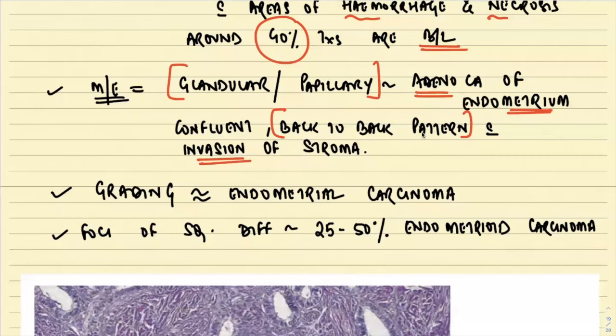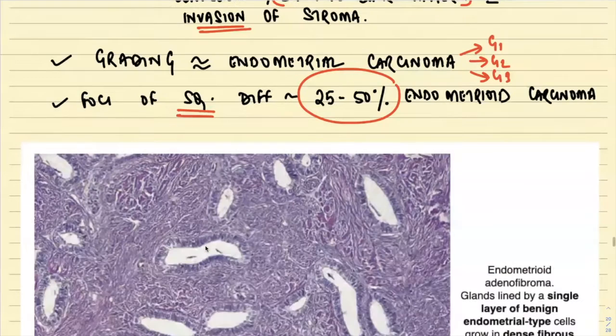The grading of endometrial carcinoma, do you remember the grading? There was grade 1, grade 2 and grade 3. Whatever grading we have read for endometrial carcinoma is similarly applied for endometrioid carcinoma of the ovary. And just like endometrial carcinoma, in endometrioid carcinoma of the ovary also, in 25 to 50% of cases, you might find squamous differentiation as well. Is this point crystal clear?